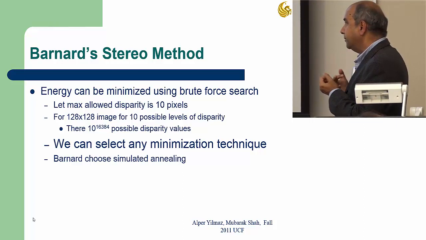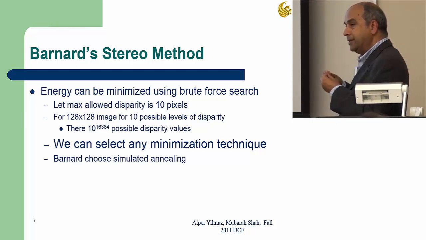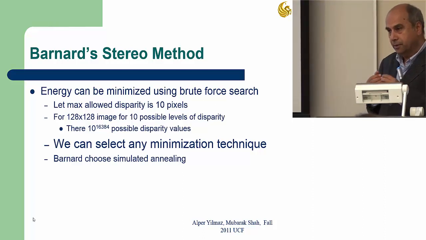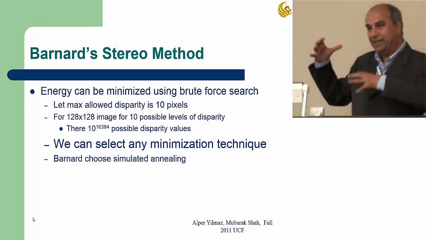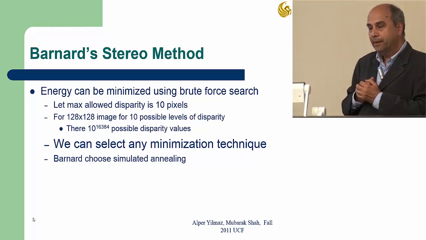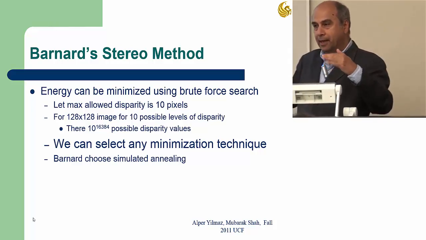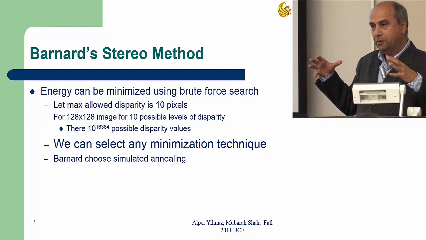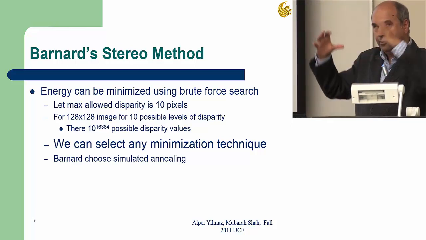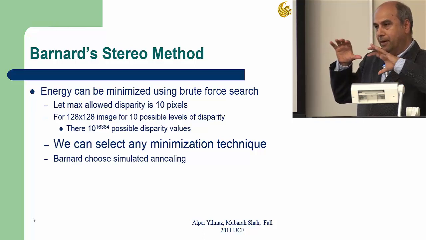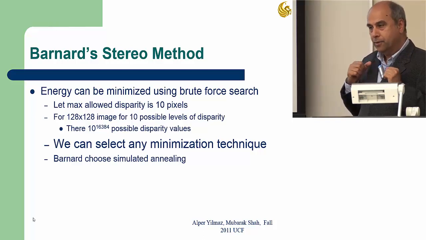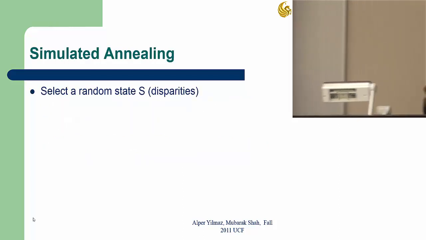So this is where we can use some intelligent way to minimize this energy or function or cost. And Bernard used what is called simulated annealing. Simulated annealing is a process in materials. When they want to make good materials, they heat up to very high temperature, then lower the temperature slowly. When you heat up, the molecules and atoms have lots of movement. Then when you slowly lower it, they become stable and you get a very nice material. So that's what we are going to do here.